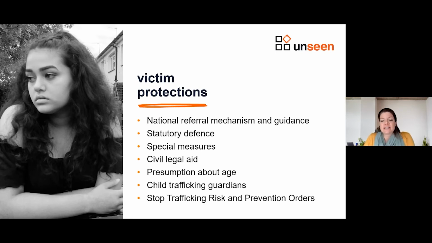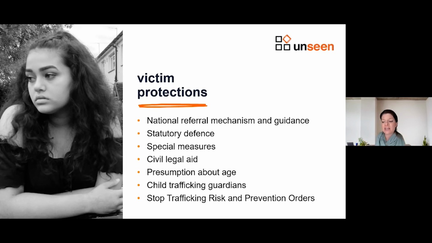Another key thing with respect to children, there's a presumption of age that's actually in the Modern Slavery Act in statute, which is if there's any doubt about whether someone is an adult or not, they should be treated as a child. They should be treated as a minor until a proper age assessment can be conducted. So you don't even have to think about what to do if in doubt. It's there in the statute.